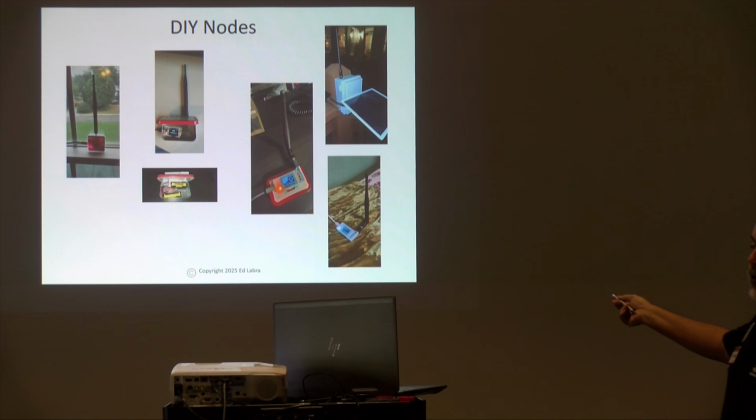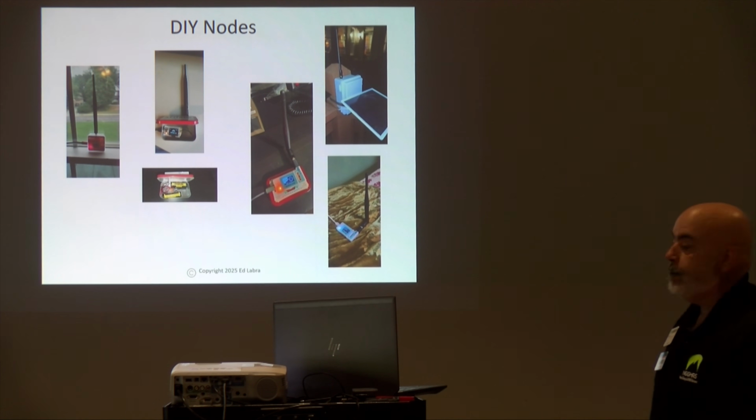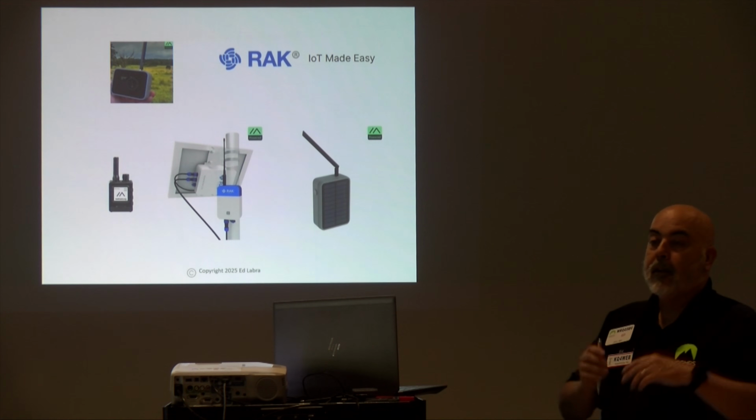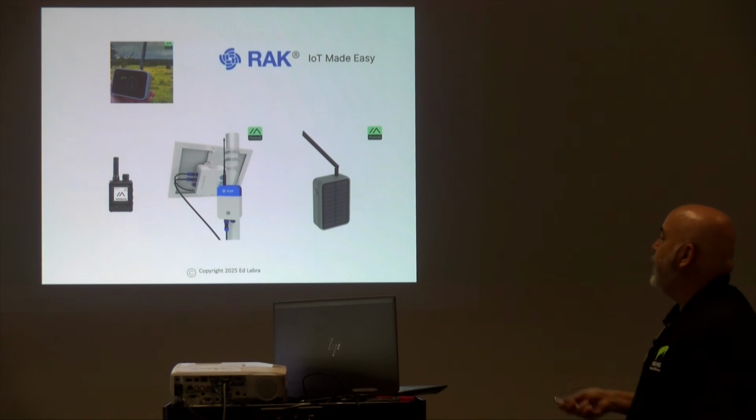Then I built my first solar node. I bought this enclosure at Amazon, I bought the antenna at Amazon, I bought the solar panel and the node that's inside. And that was my first solar node. So these are all examples of build your own. I don't want to build my own.